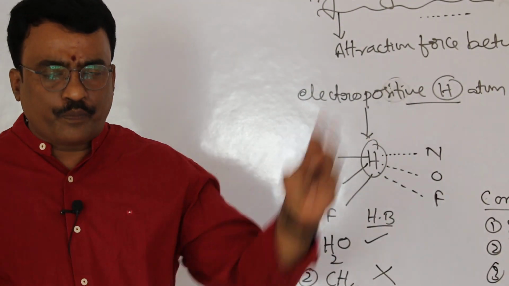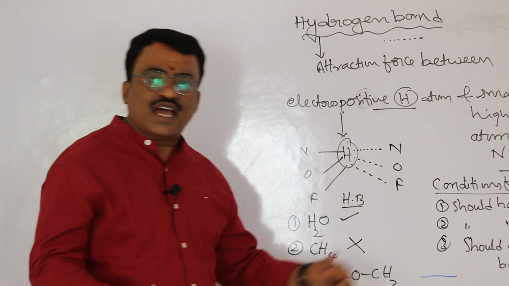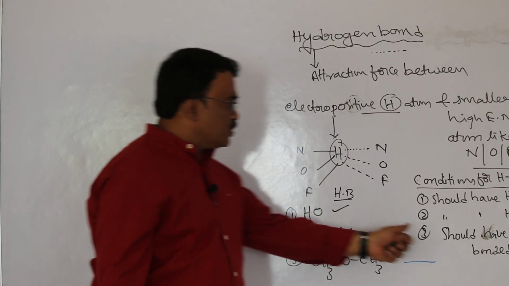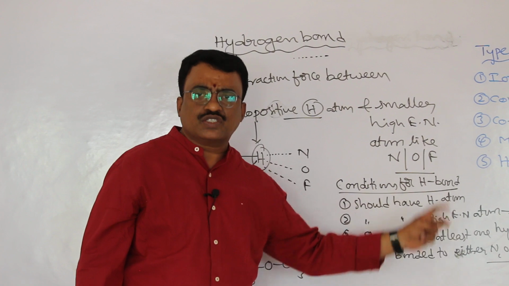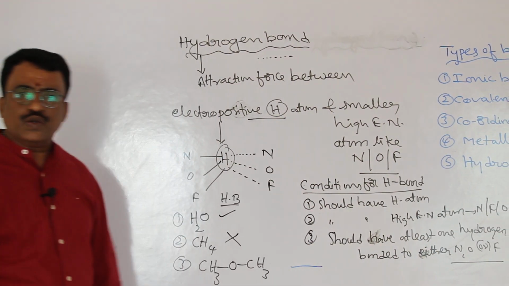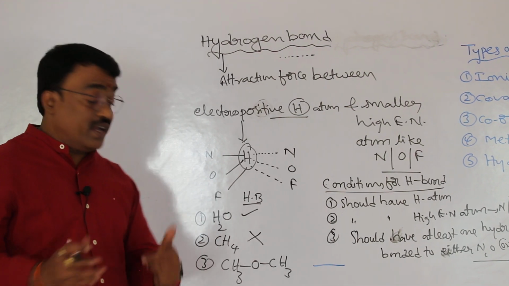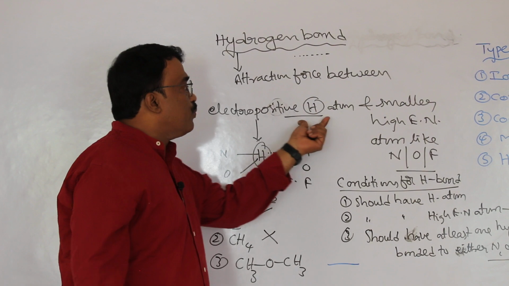No. Which is the highly electronegative element? Oxygen. Hydrogens are there, but they are bonded to the carbon. What I said, it should have at least one hydrogen bonded to either nitrogen, oxygen or fluorine. It has hydrogen, and a highly electronegative element is there, but there is no hydrogen bonded to it, because for hydrogen bonding, it should be electropositive hydrogen.